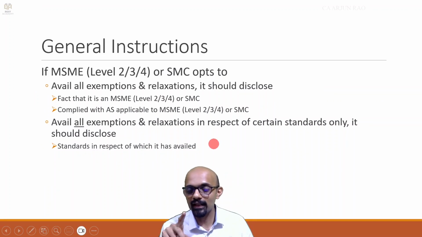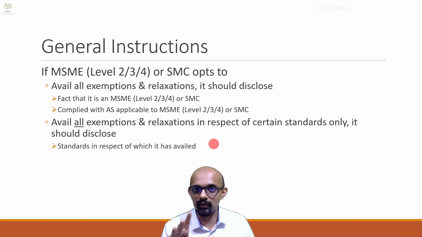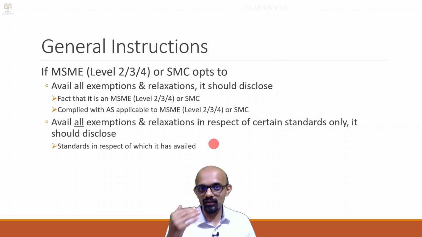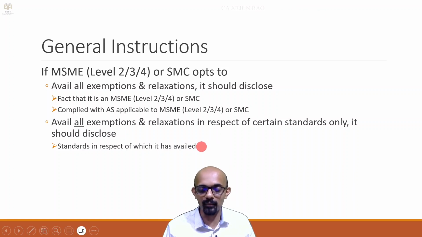So AS 17 is exempt for SMCs, but it is following AS 17. AS 25 exempt, not following. So it should say we have availed the exemption in respect of AS 25. If you are availing all the exemptions, AS 17, AS 25 and all the others, you need not make this statement.